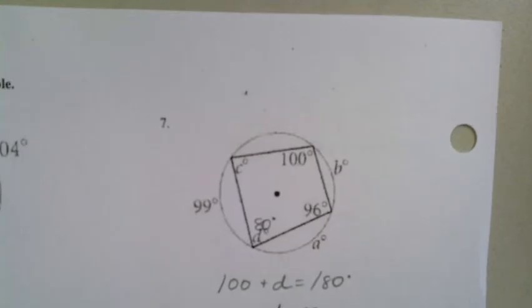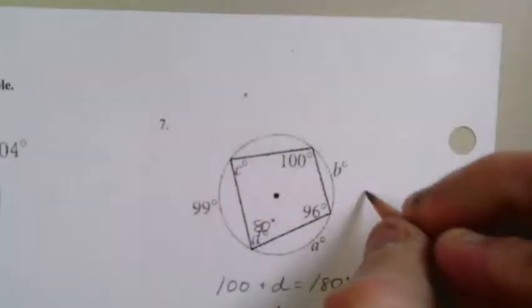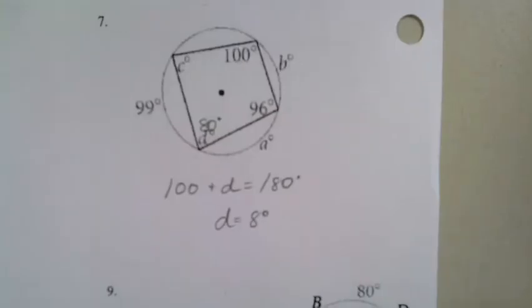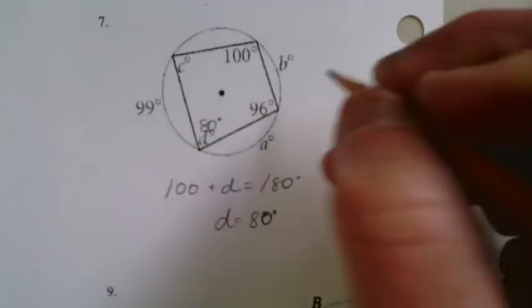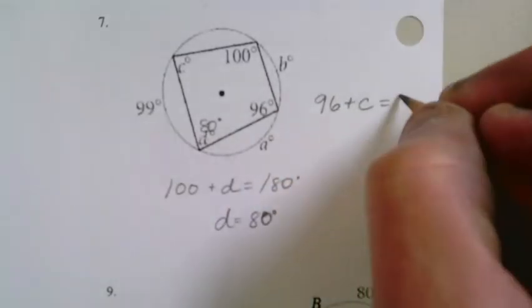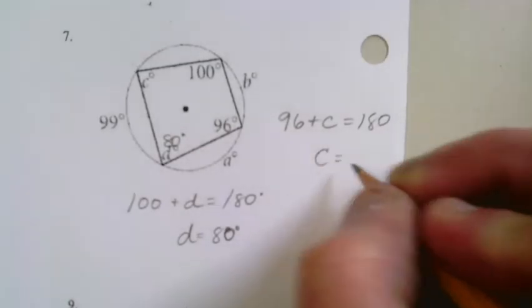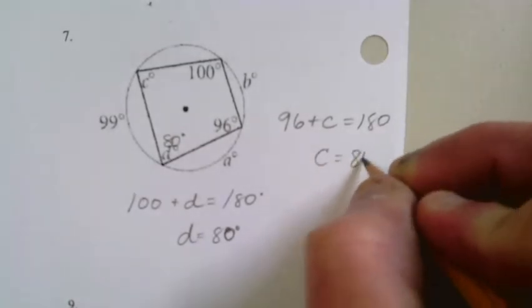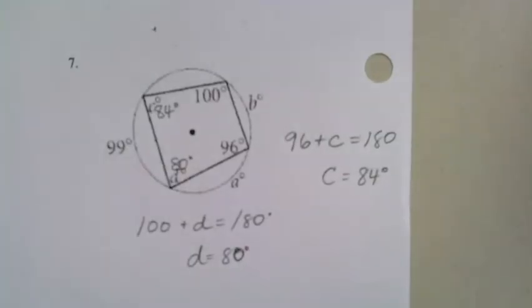I can do the same thing with the 96, the fact that those are supplementary. I can do 96 plus C is equal to 180. And if I subtract 96, we get 84. So that would be C, 84 degrees. Now from there, how do we go about solving for A and B?